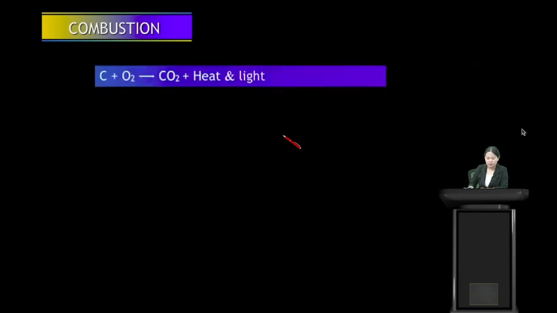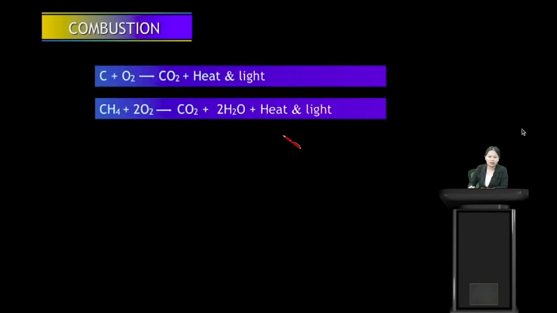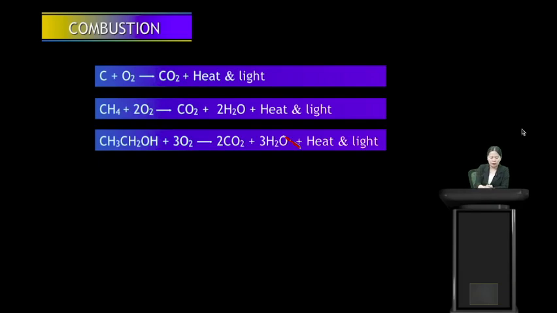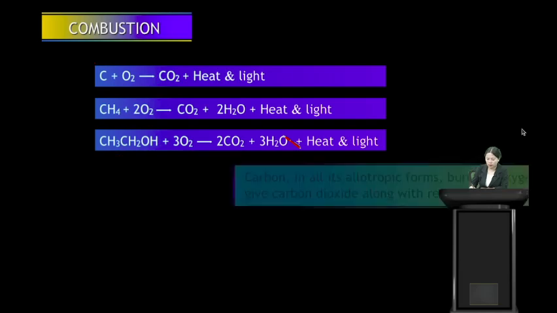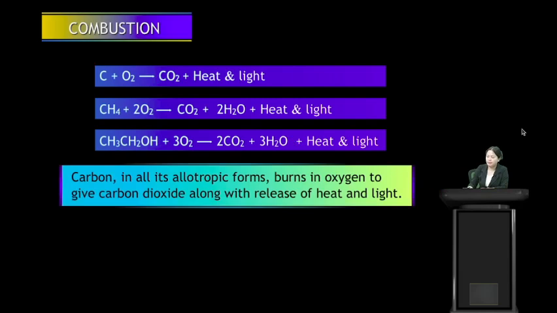Okay, so all these are examples of combustion. What is combustion? Combustion is a process in which a substance reacts with oxygen to produce carbon dioxide along with heat and light. So we have this example. These are some of the examples of combustion. So we see that carbon in all its allotropic forms burns in oxygen to give carbon dioxide along with release of heat and light. So know that carbon compounds undergo combustion. Okay, we have carbon, we have methane, all these are forms of carbon compounds. Yes, students. So carbon in all its allotropic forms burns in oxygen to give carbon dioxide along with release of heat and light.